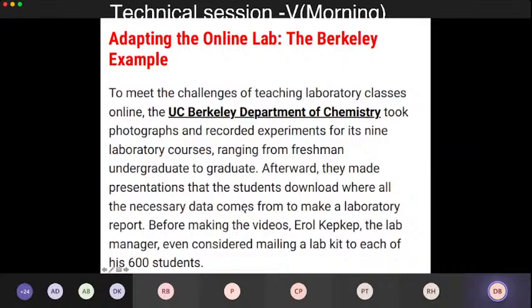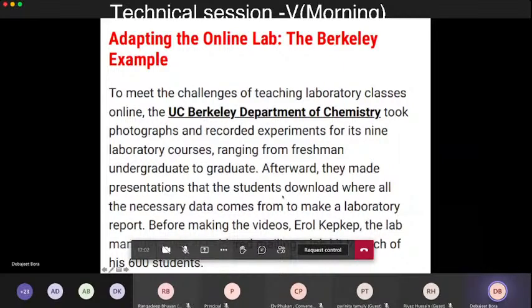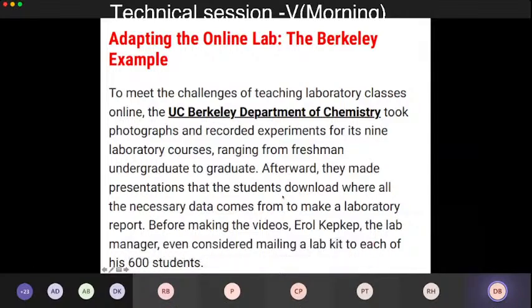After they make the presentation, students can download all the necessary data. They can even download what they just uploaded, all the material, like from a G drive, and practice it. So we have some special software, called Origin, to do our research.